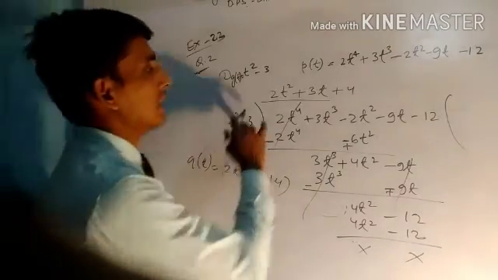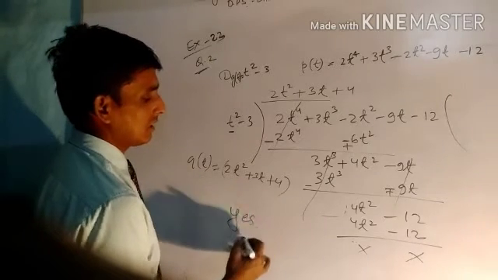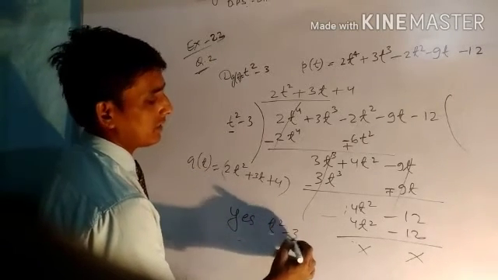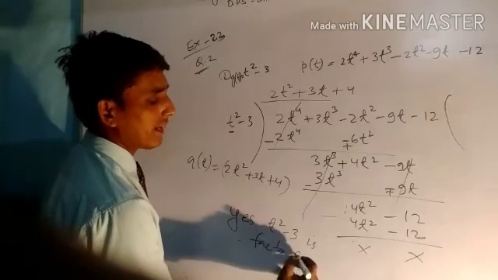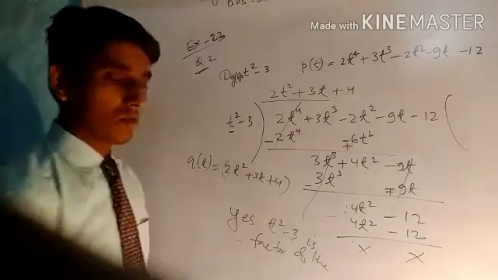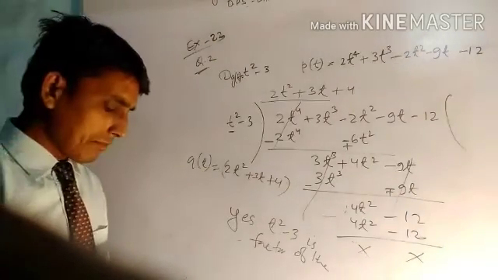Therefore t square minus 3 is a factor. So your answer will be yes. Yes, t square minus 3 is a factor of the polynomial. So okay. Again we can take another example.